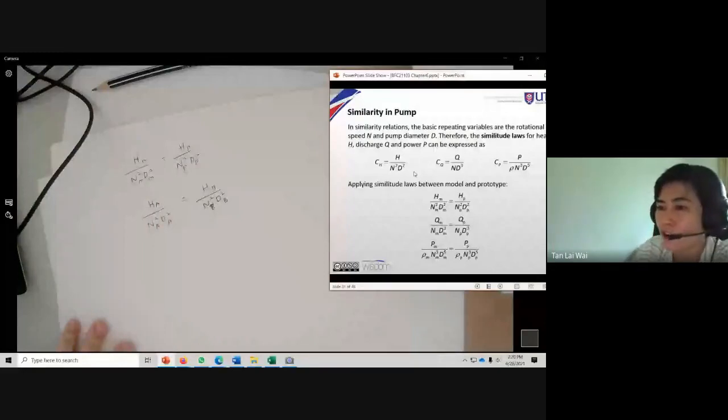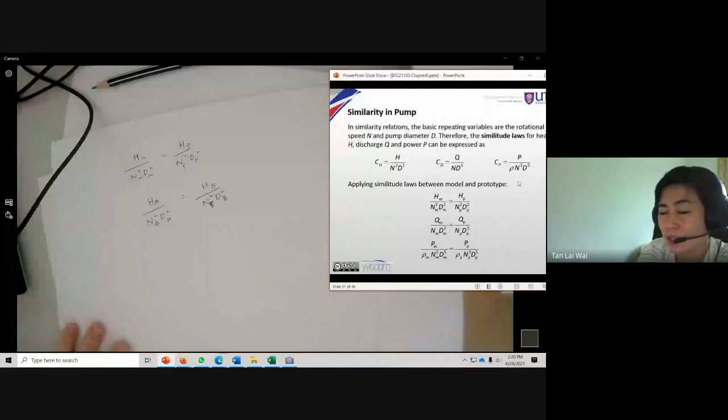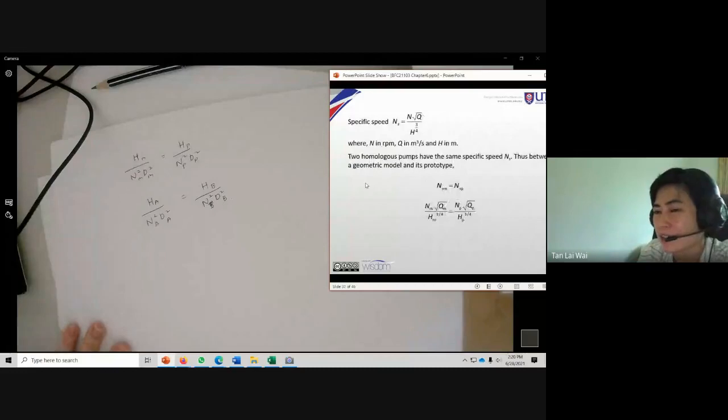So similarly for the law for discharge and power. Okay, so that's how you do it. Before we go to the activity, there's another thing. This is about specific speed. Specific speed is not the same as the speed. If you look at this, there's a subscript S that represents specific speed. Specific speed has no unit, it's dimensionless. However, your speed has a unit, which is revolution per minute. This is the formula for specific speed.